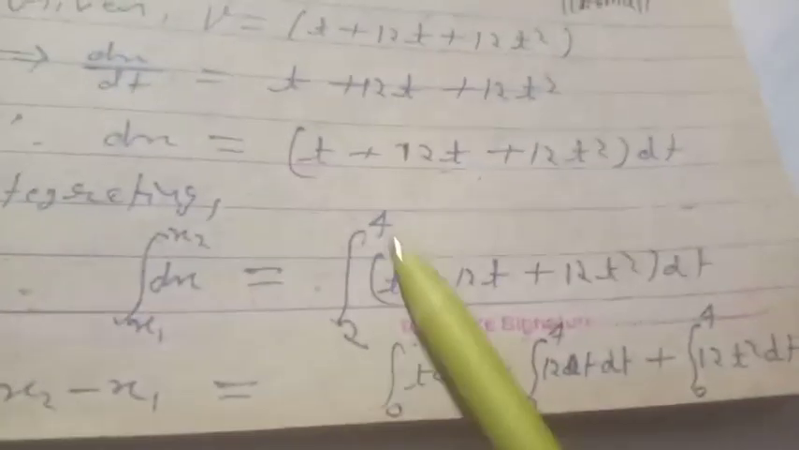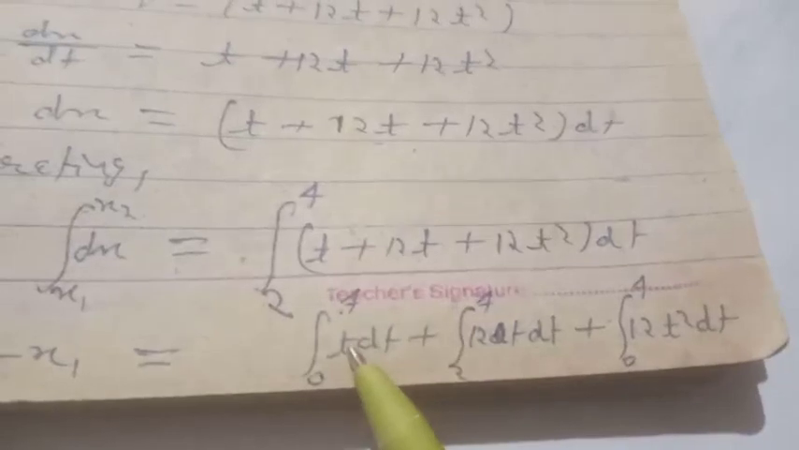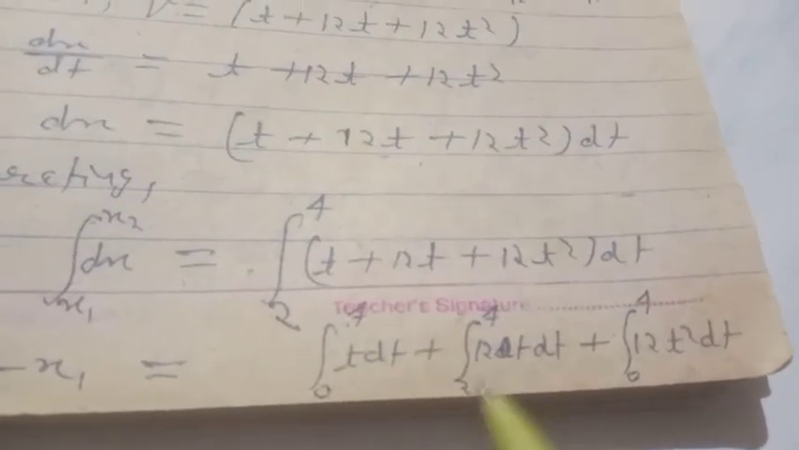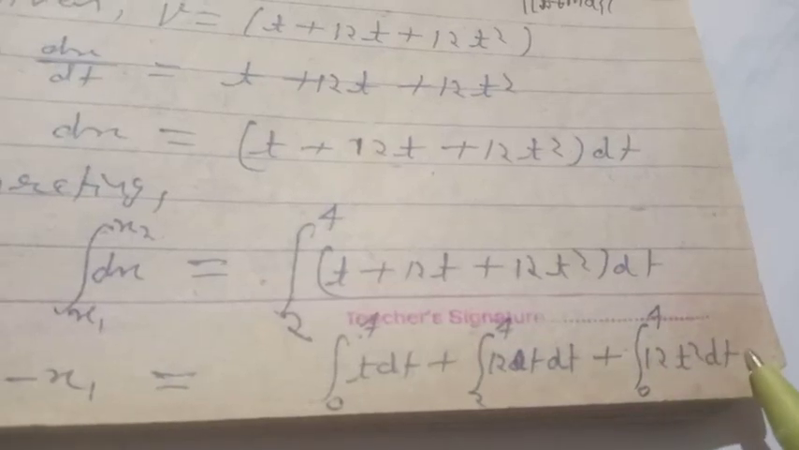Now integrating with limits x1 to x2 of dx equals 2 to 4 of (t plus 12t plus 12t square) dt. So x2 minus x1, which is the displacement, equals the integral 0 to 4 of t dt plus 2 to 4 of 12t dt plus 0 to 4 of 12t square dt.